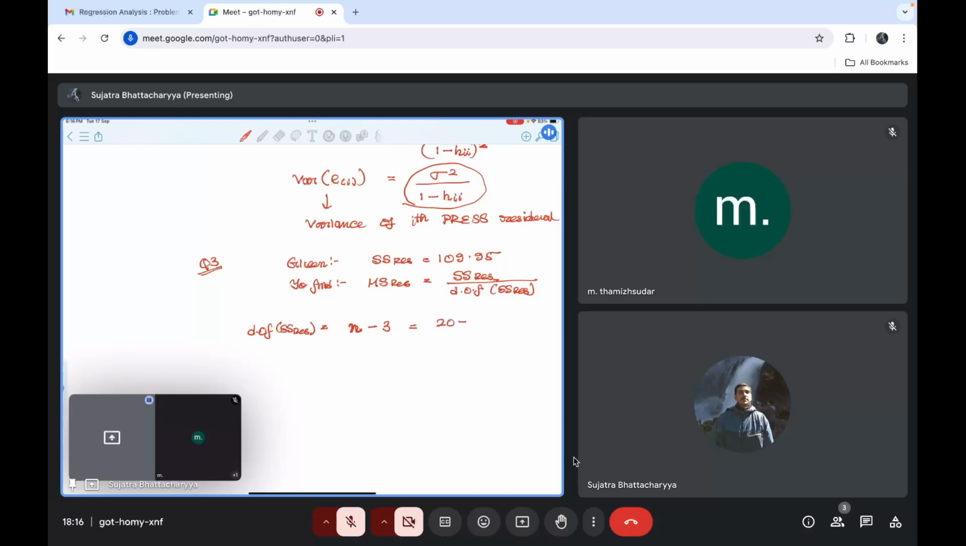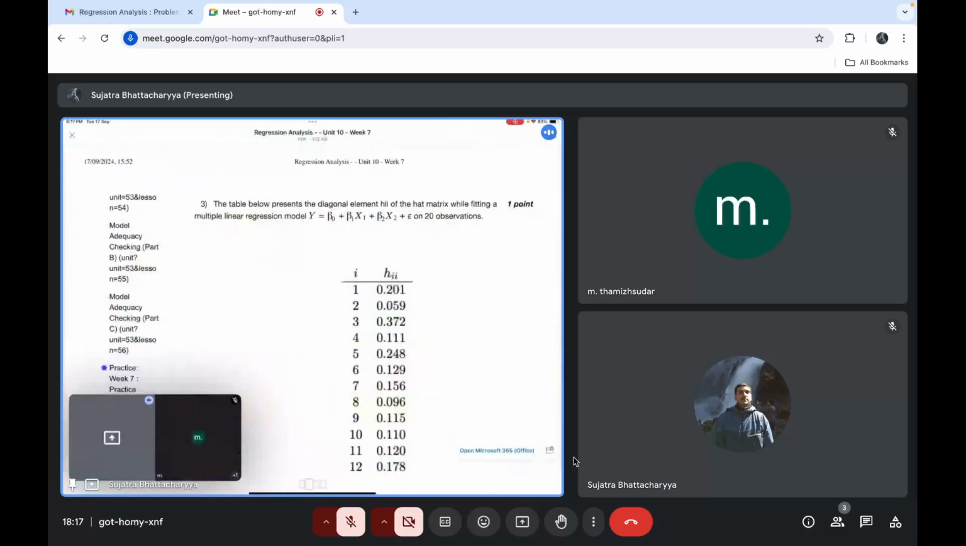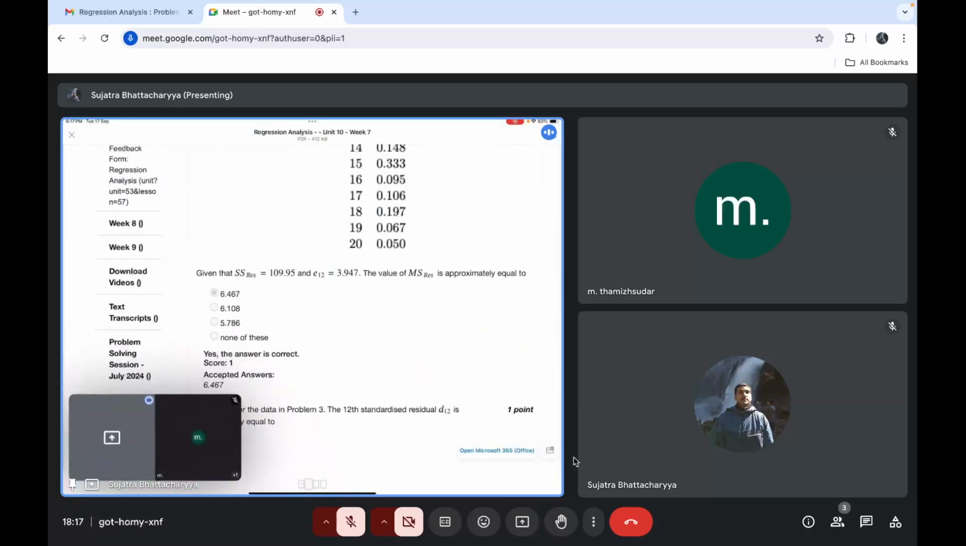So 20 minus 3, which is 17. So your MS residual for question 3 is 109.95, the SS residual, divided by 17. This gives you about 6.467. This is the answer. So MS residual does not require the e_12 value. Let's go to the question again and see the answer. Yes, it is 6.467.